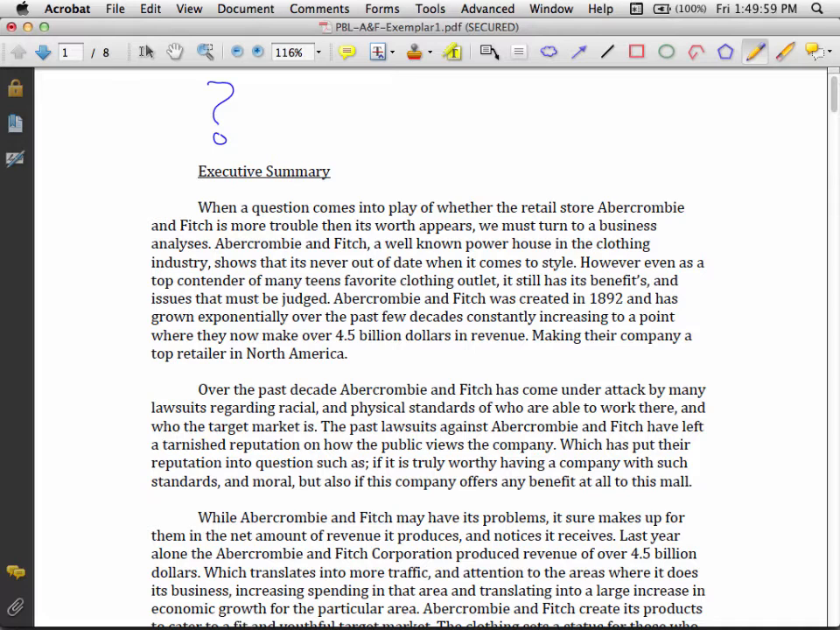So let's see. You can start reading, and when you read your own work, read it aloud to see if it sounds correct. "When a question comes into play of whether the retail store Abercrombie & Fitch is more trouble than its worth appears, we must turn to a business analyses." Well, there's a few errors just in this very first sentence, right? This "its" should be "it's," apostrophe S. This should not be analyses, it should be analysis, I-S.